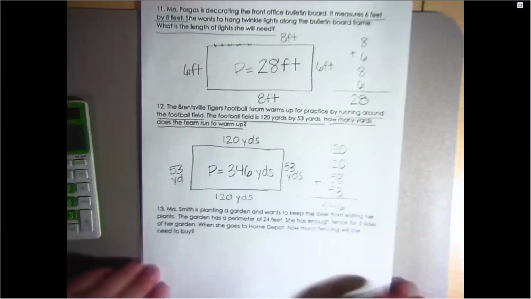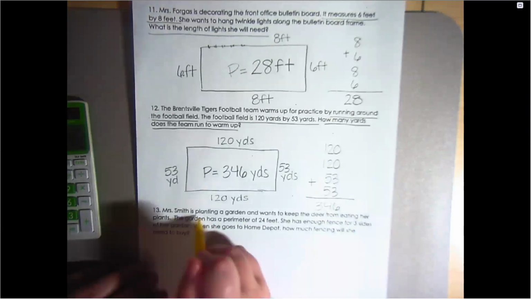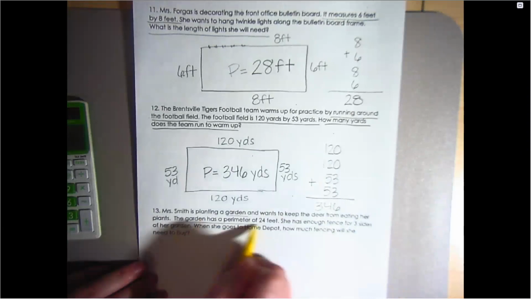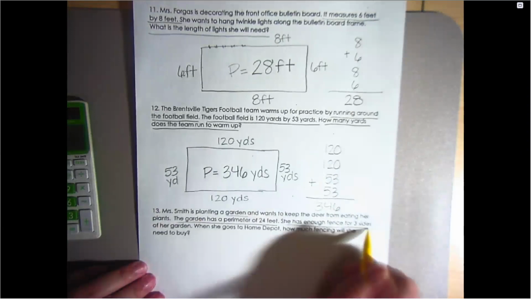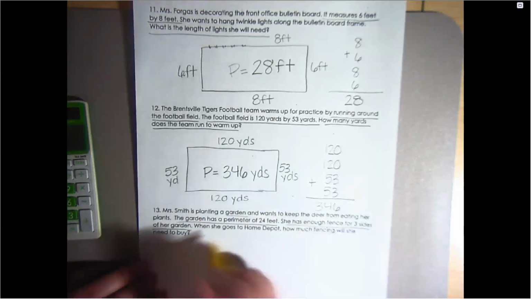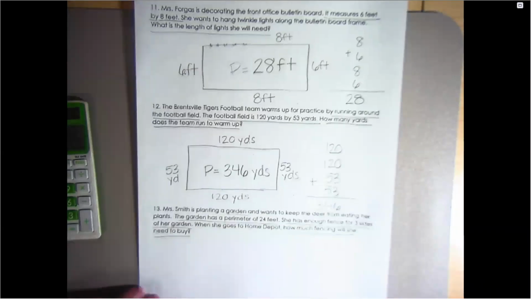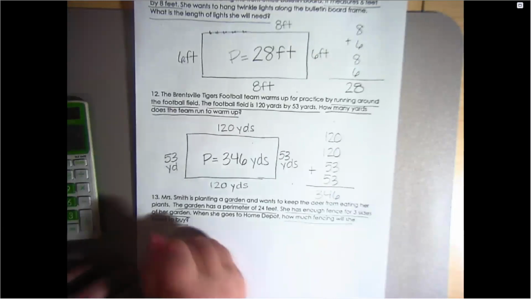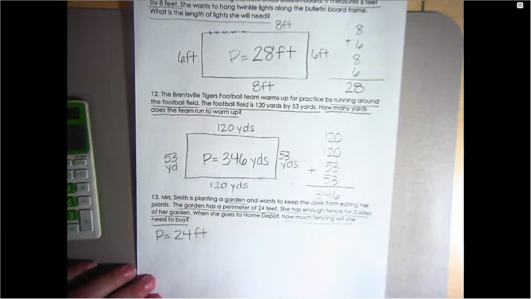Number 13, Mrs. Smith is planting a garden and wants to keep the deer from eating her plants. The garden has a perimeter of 24 feet. She has a fence for 3 sides of her garden. When she goes to Home Depot, how much fencing will she need to buy? A couple of things that are different about this problem is that I already know the perimeter. Perimeter is 24 feet.